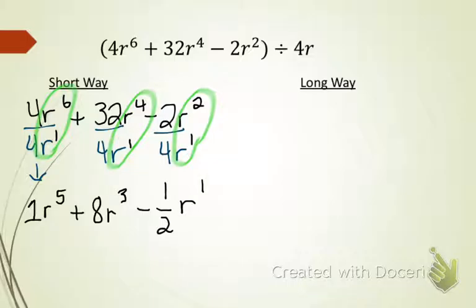Now I'm going to rewrite this, and we have, I don't need the 1 in front, so r to the power of 5 plus 8r to the power of 3 minus this r to the power of 1. I'm going to write it on top as my numerator. The 2 goes at the bottom, and the r to the power of 1, which really you don't need the power of 1. And this is how our answer will look like.